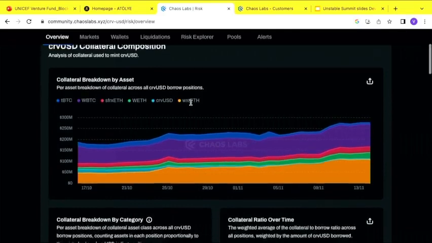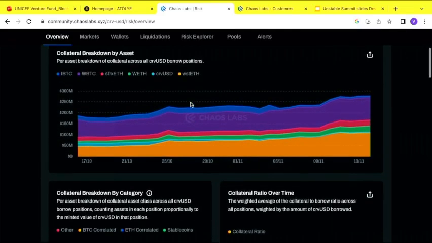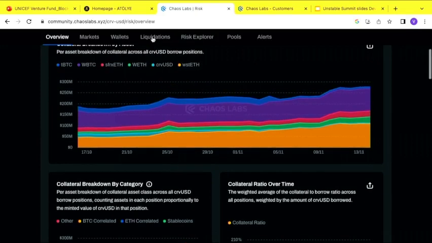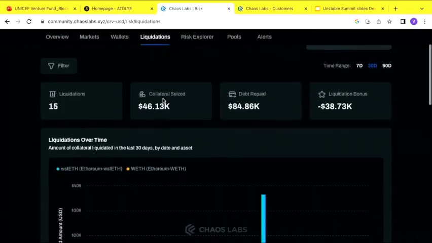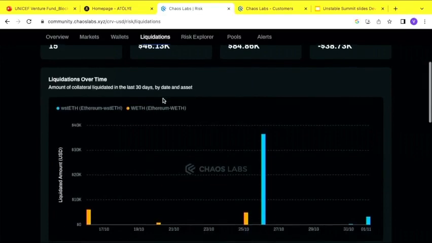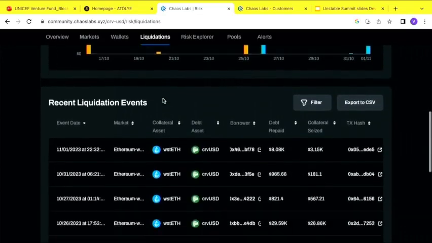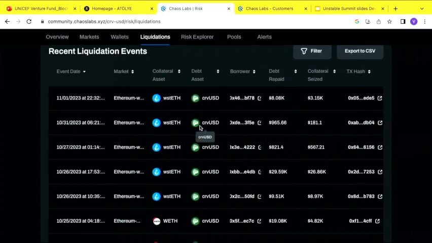So here you see all the collaterals. Maybe we could go to liquidation. Yes, if you go to liquidation, and then you can filter our positions. Maybe these are all the liquidations which happened basically. So maybe you can click on the wallet. No, it's external. I go to the Risk Explorer.